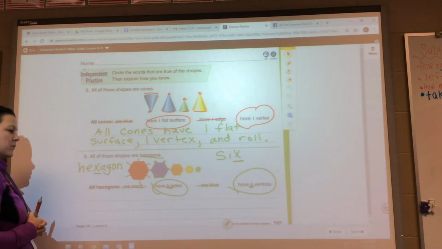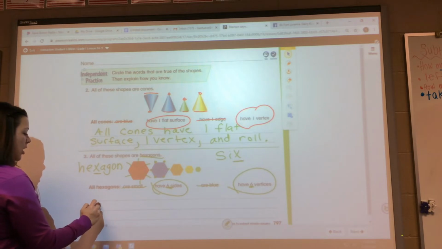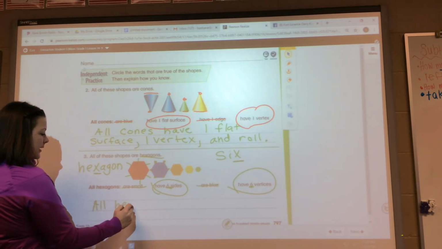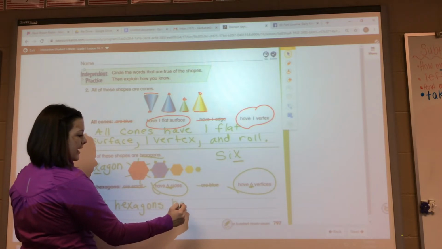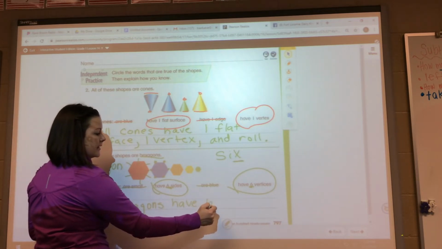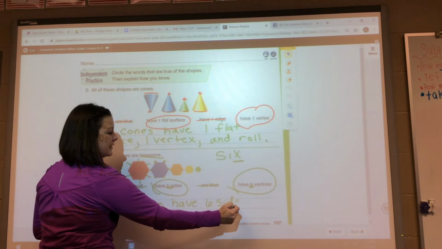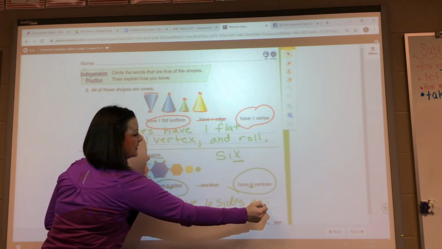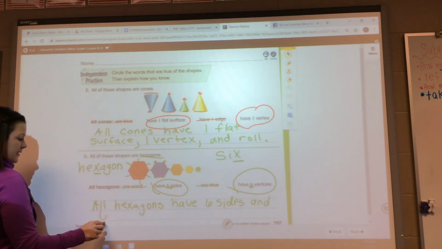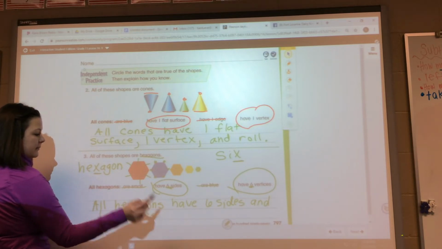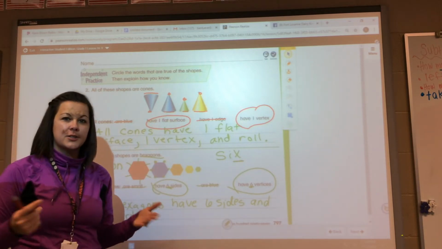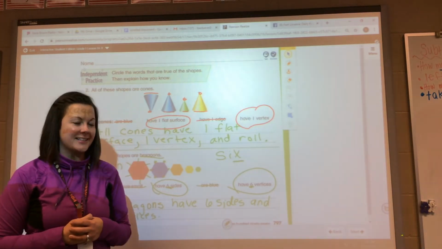Exactly right. So we can say all hexagons have 6 sides and 6 vertices. And pause it so that way you can finish writing that.